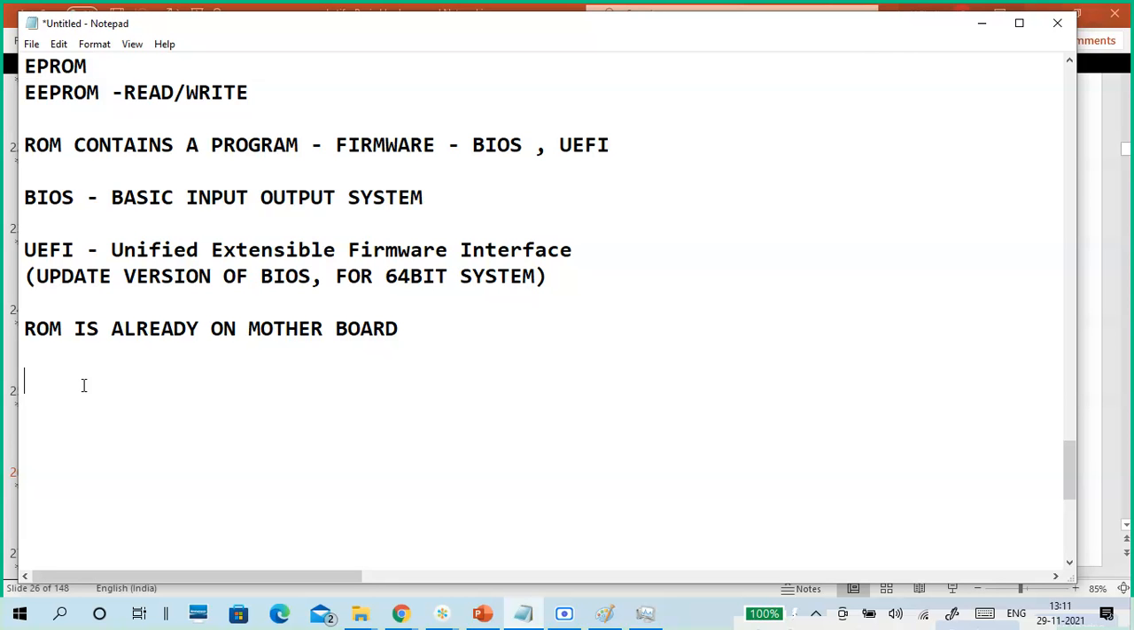Okay, so we'll go back to what a firmware is. What is a firmware? It is nothing but a software, or a program, which is used to boot your system.